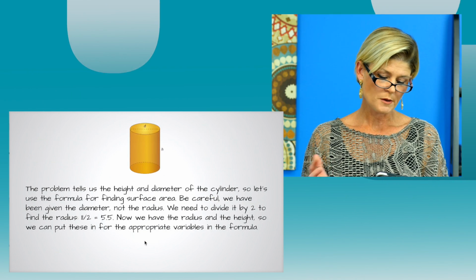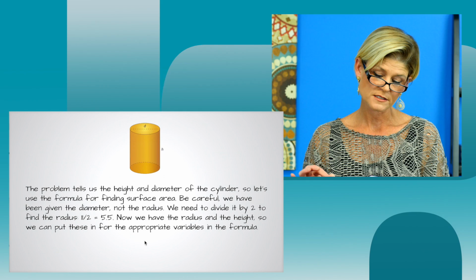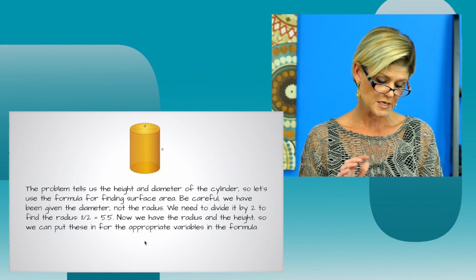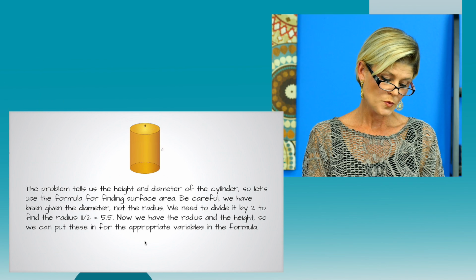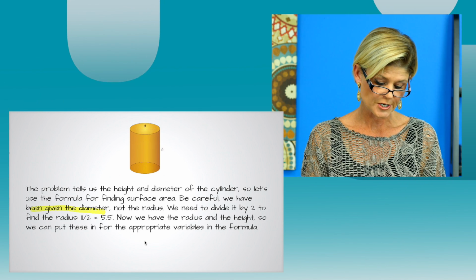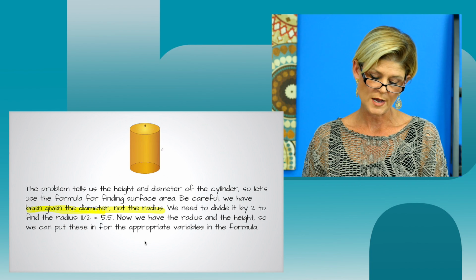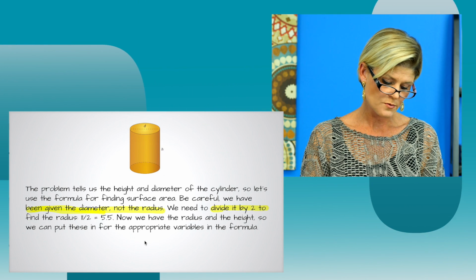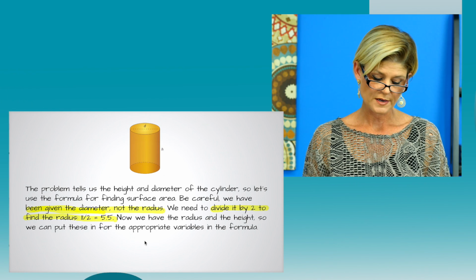All right, now the problem tells us the height and the diameter of the cylinder, so let's use the formula this time for finding surface area. Now be careful. I'll highlight this. We have been given the diameter, not the radius. Don't let that trip you up. That might happen sometimes. So we need to divide it by 2 to find the radius. 11 divided by 2 is 5.5.